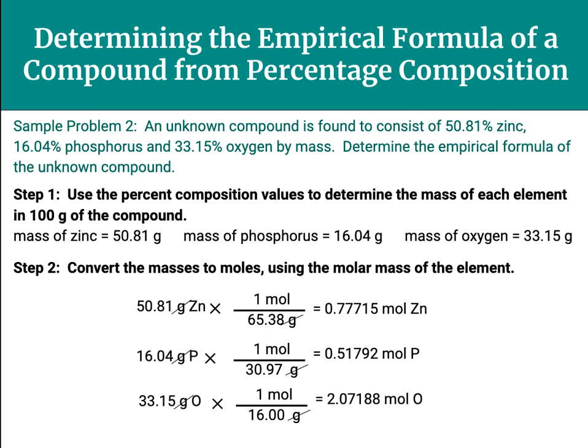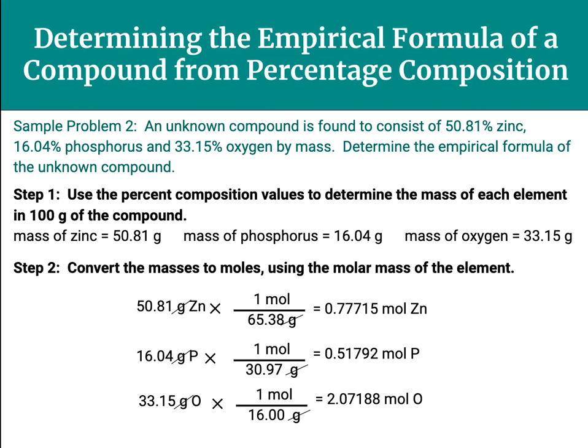We get 2.07188 moles of oxygen. Okay, so this tells us that for every 0.77715 moles of zinc, there are 0.51792 moles of phosphorus and 2.07188 moles of oxygen. But we're not going to write that in a formula, right? We want nice whole number ratios.